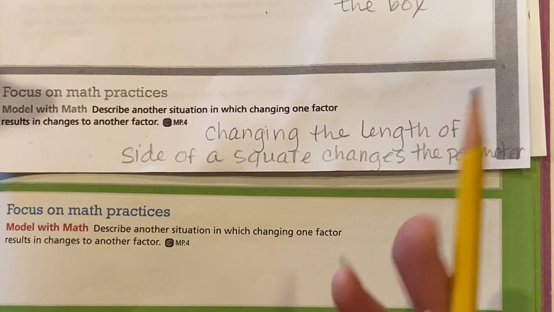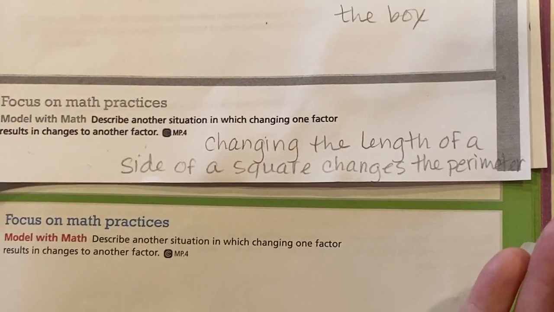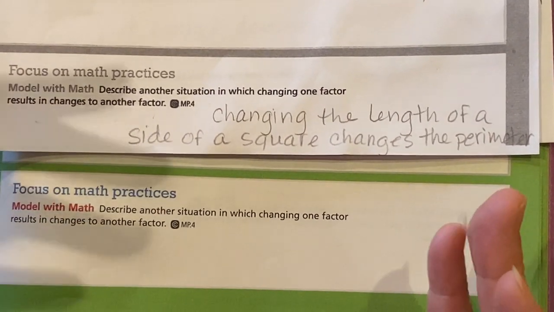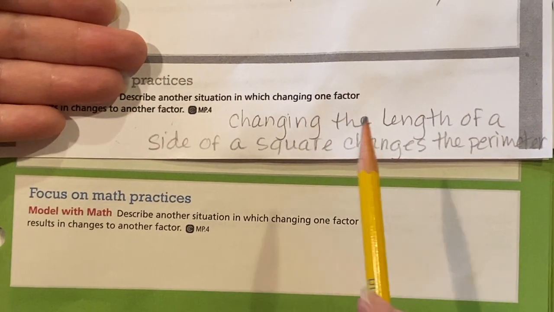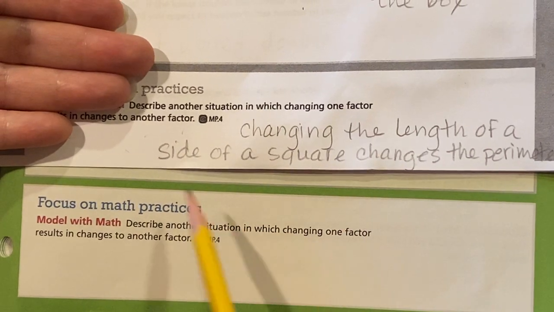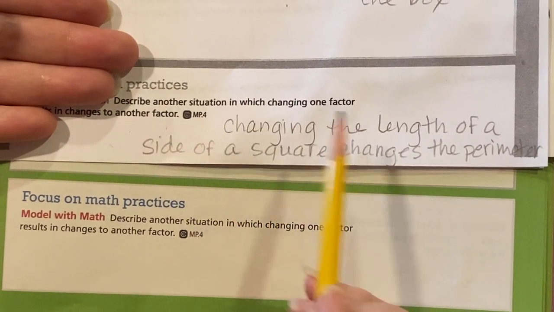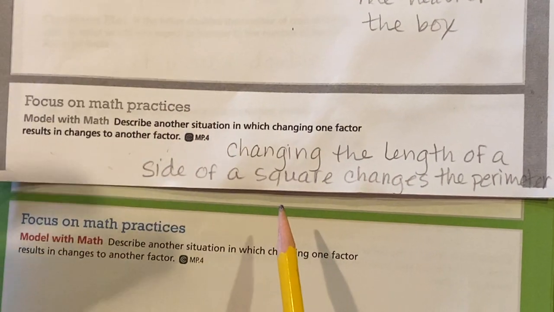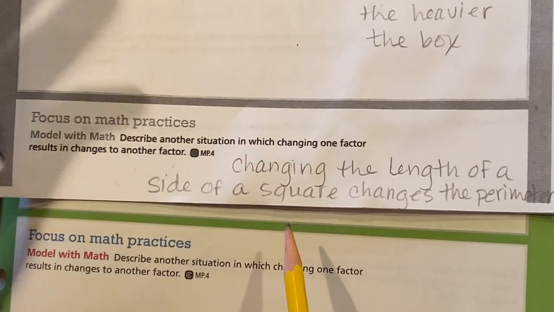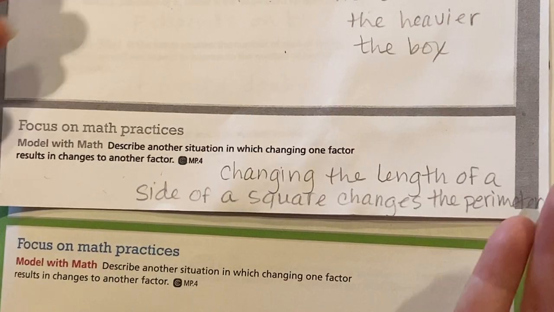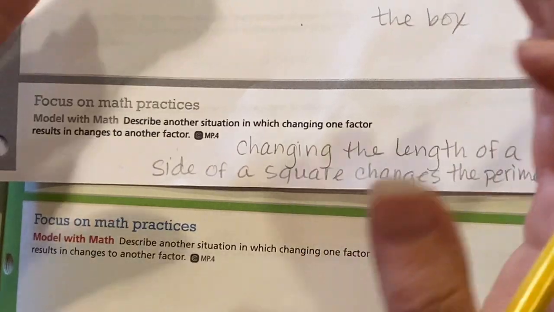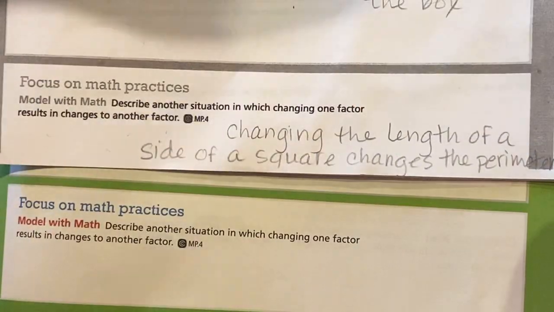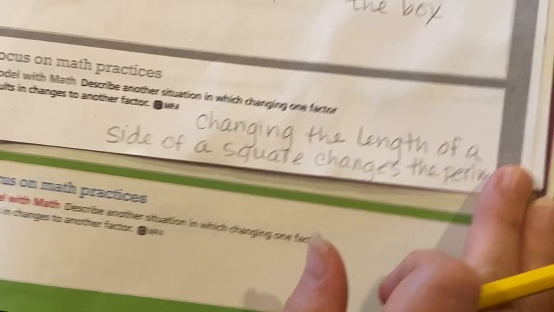So for example, if you have a math problem that's about a square, and you say one of the sides is 7 centimeters, that's going to affect the size of the whole square. That means the perimeter of the square will be 28. But if you change the length of the side and say that it's 10 centimeters, that changes the perimeter, right? So the length of a side affects the distance around the entire square. Okay, let's take a look at the next page.